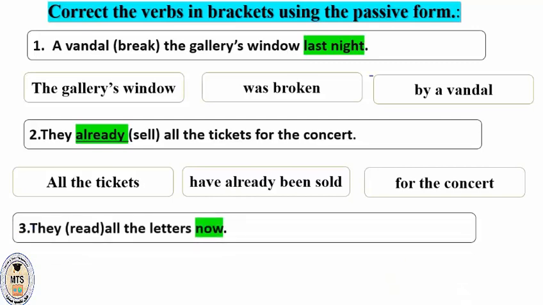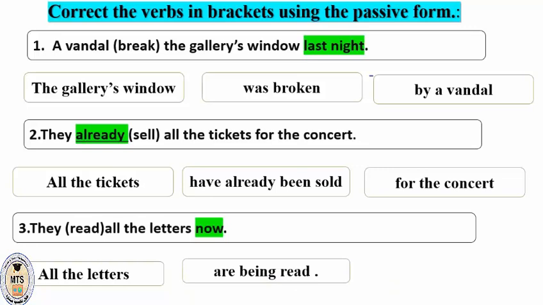Number 3. They read all the letters now. And please focus on now. So who can tell me which tense? Very good. It's a present continuous. So I will start with the object. All the letters. Very good. Present continuous. So I will have to write are plus being plus the past participle from read, read. Very good. And now.